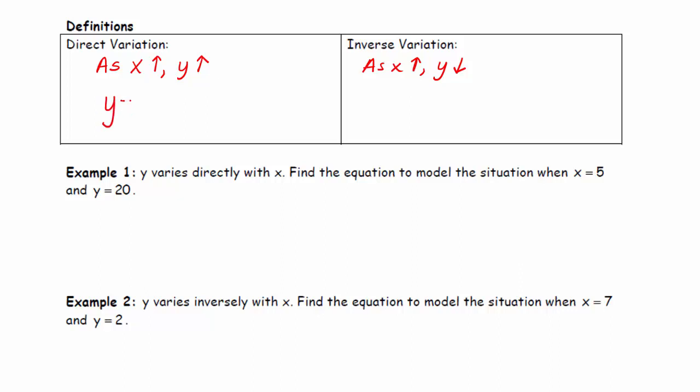So as we write an equation for something that varies directly, we are going to set up the equation as y equals a constant times x, right? So think about it. If you put in a bigger number for x and it gets multiplied by a constant, y is going to be bigger, right? As x goes up, y goes up.